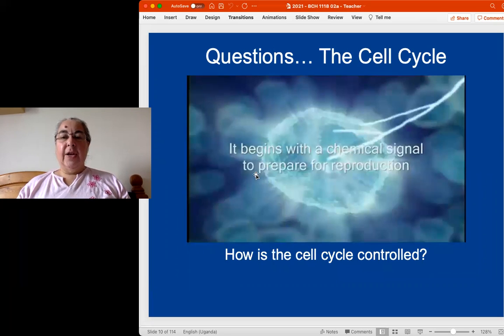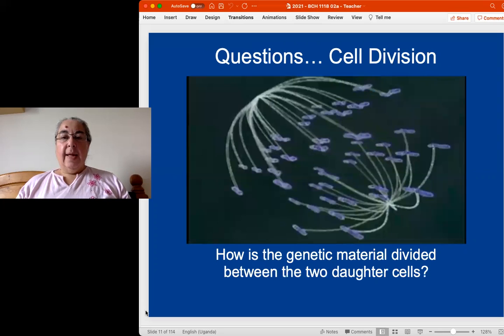Then the signal. How is the cell cycle controlled? What is the signal that prepares a cell to divide, to reproduce? What are the controls that are taking place? How is the genetic material divided between the two daughter cells? We see here this movement of chromosomes towards two poles of a cell. How does that happen? How are chromosomes moved to the two sides of the cell?